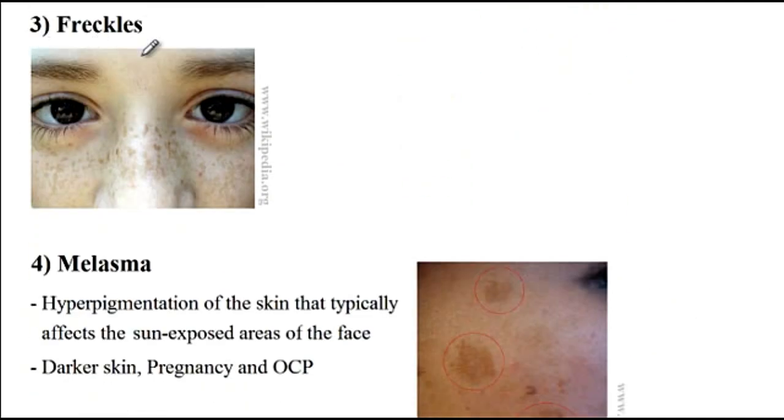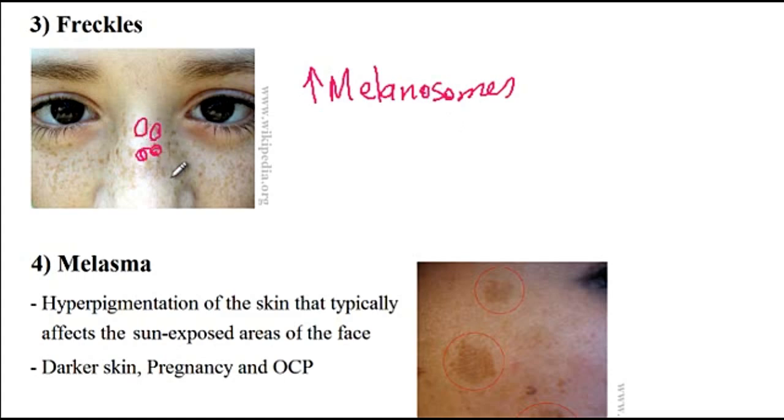Freckles result from increased number of melanosomes, which are the organelles that are required for the production of melanin. And so here you can see that there are these hyperpigmentations that are referred to as freckles.